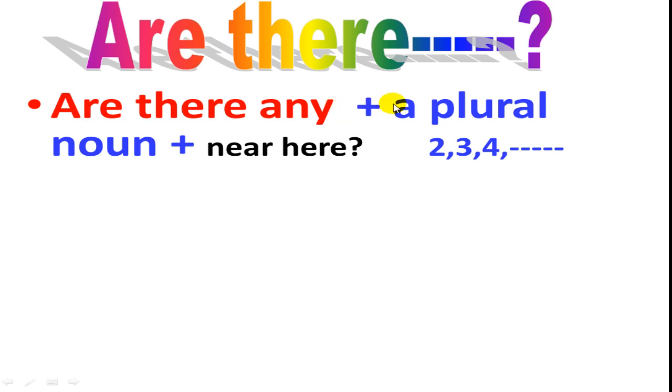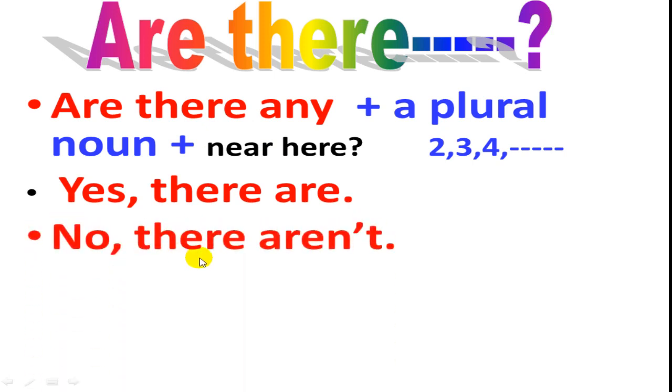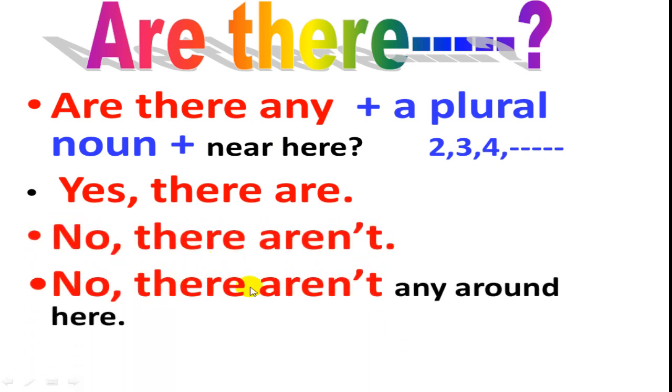Are there any plus a plural noun near here? Plural noun, two, three, four. Answer, yes, there are. No, there aren't. No, there aren't any around here.